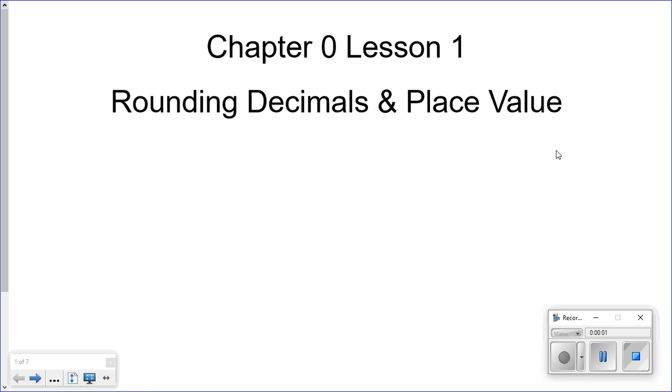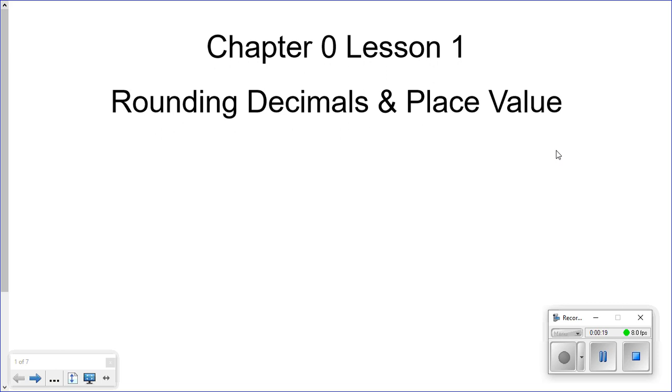Okay, so rounding decimals and place value. The reason why I decided to do this lesson is because on the pretest that you took, a lot of us missed these questions, and this is something you have to know from now until you get out of this place. You're going to have to know how to round.